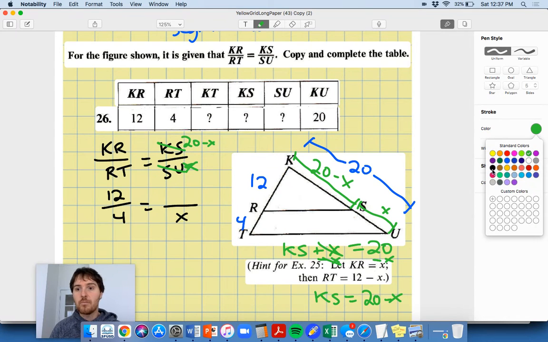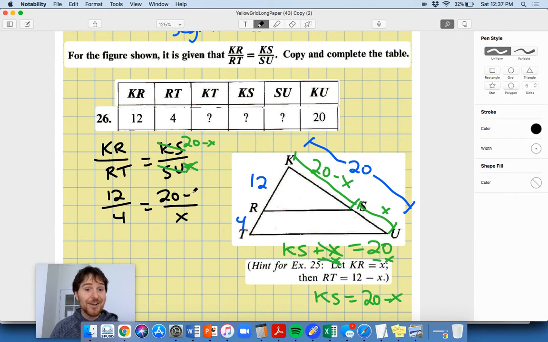And I'm going to put that in the numerator over here. This is something that we can solve. And why can we solve this? Well, now we no longer have KS and SU, right? So we don't have two unknown variables here. We just have one variable, which is X, okay?